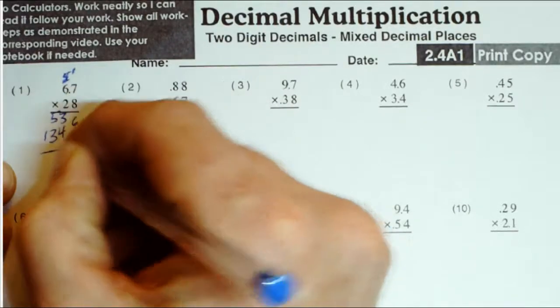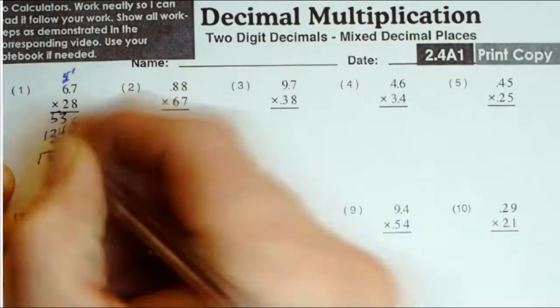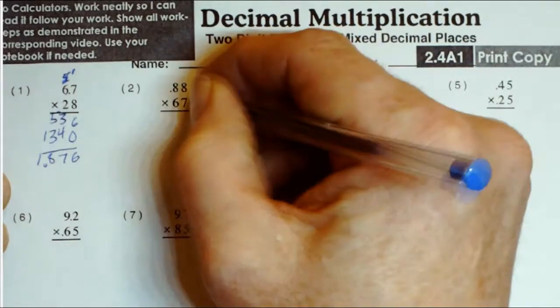This is 6. 7. 5 plus 3 is 8. And 1. So the answer is 1.876.